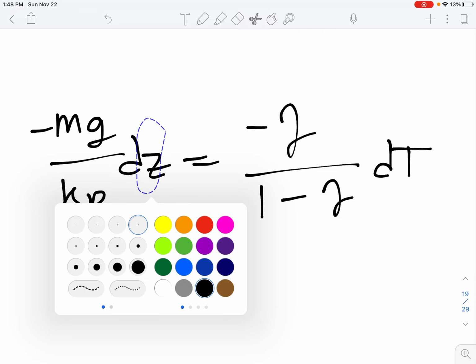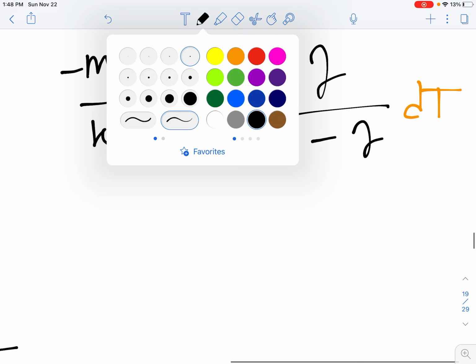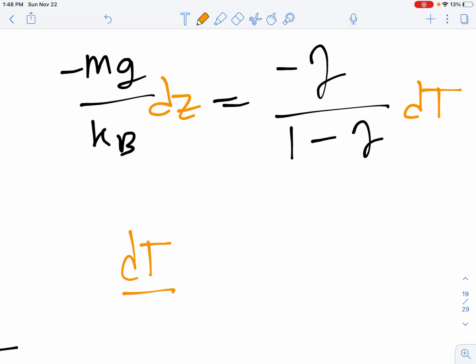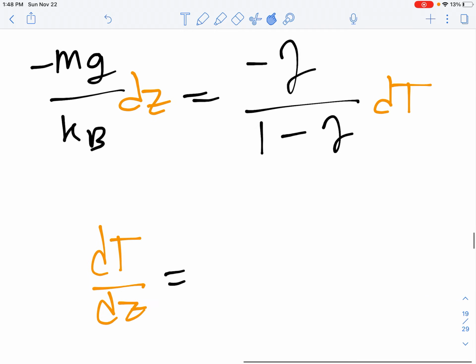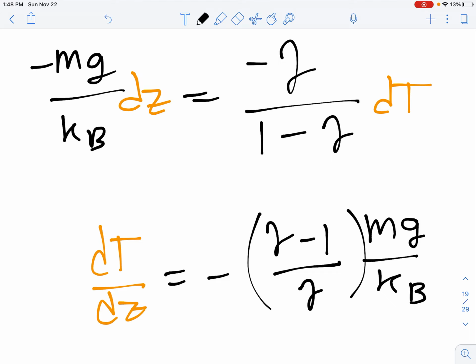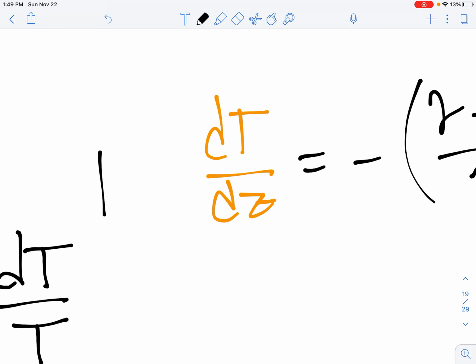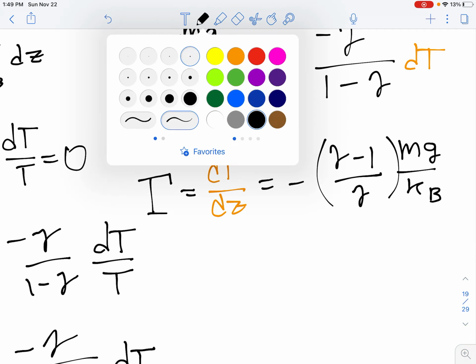So note that once again we have these two over here, which means that the temperature gradient, the adiabatic lapse rate, will be equal to -(γ-1)/γ times mg/k_B. And that is what capital Γ, or the adiabatic lapse rate, is supposed to represent. So we have derived it.